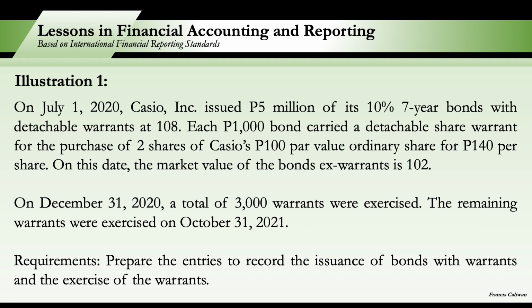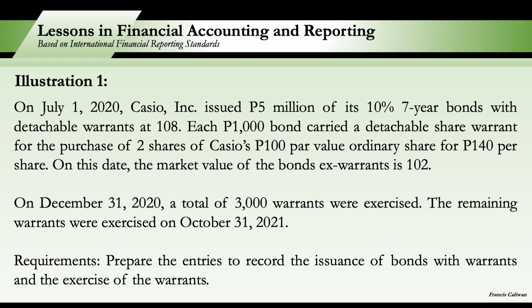On December 31, 2020, a total of 3,000 warrants were exercised. So 3,000 of 5,000, only 60% were exercised, and the remaining warrants were exercised on October 31, 2021. Okay, class, before we proceed, just remember that the accounting for the share warrants is independent from the accounting for bonds payable. Di ba? Alam naman natin yung accounting for bonds payable. We determine whether the bonds payable were issued at a discount or premium, and then we amortize the discount or premium through our amortization table. So ganun pa din.